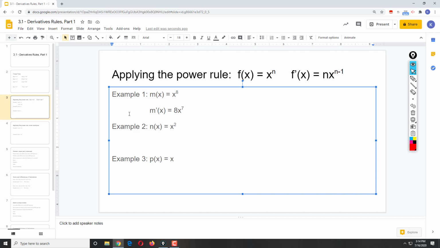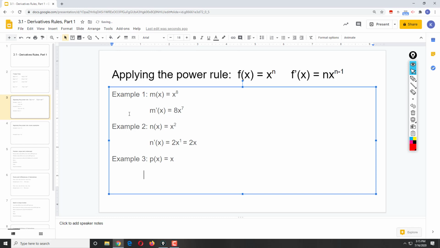Example 2, n of x equals x squared. Again, for this one, follow the same pattern. The exponent comes out in front, and the power goes down by 1. 8 became 7. For this one, it's x squared, so 2 becomes 1. So it's 2x to the 1 power. Of course, that's just equal to 2x. So the derivative of x squared is 2x.